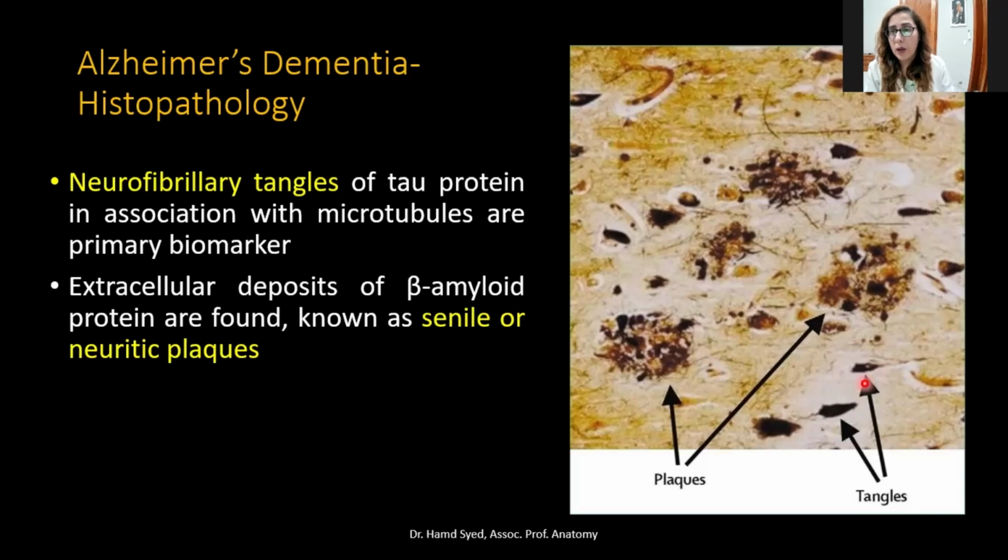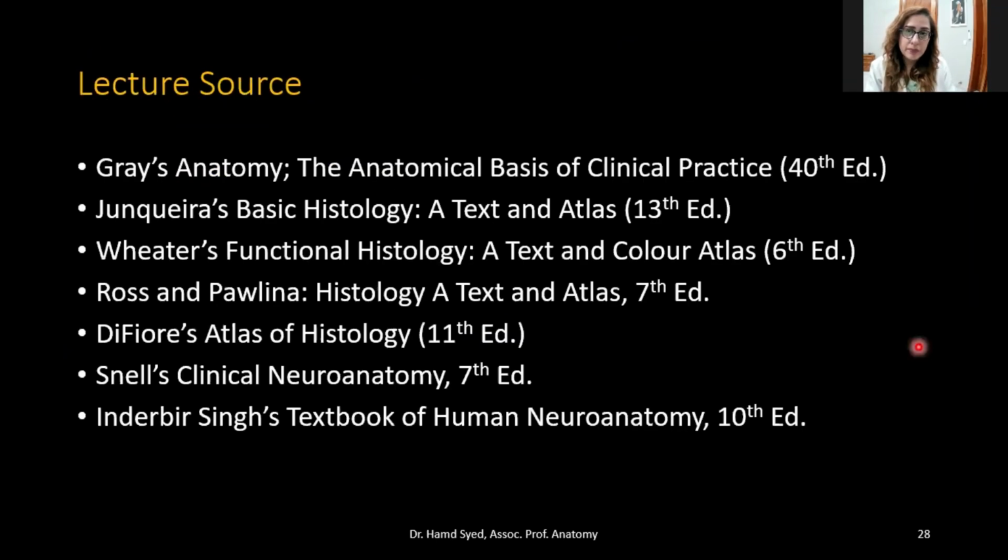These are the primary biomarkers of Alzheimer's disease. Also, you can see the plaques, which are also known as senile plaques or neuritic plaques. These are extracellular deposits of the protein which is known as beta amyloid protein. So these are the characteristic histopathological features which are diagnostic of Alzheimer's disease.